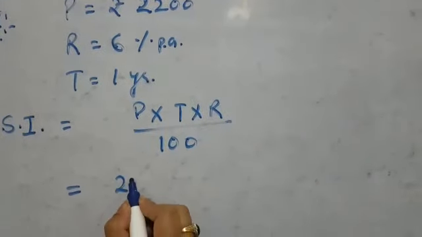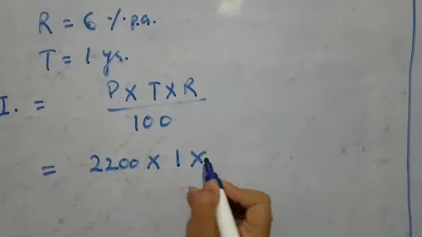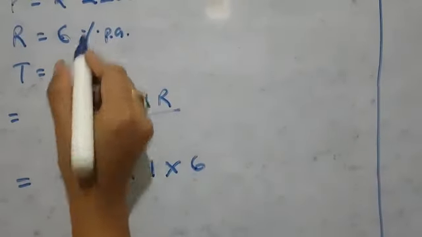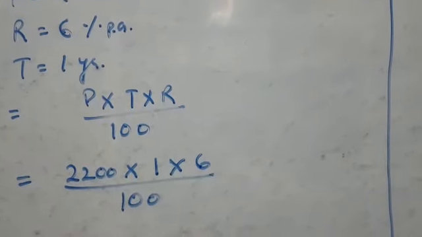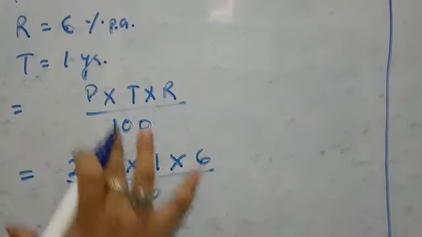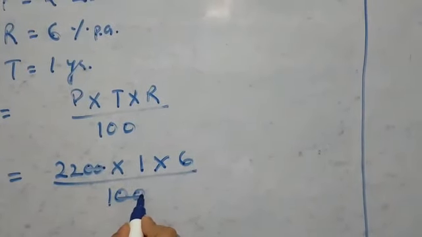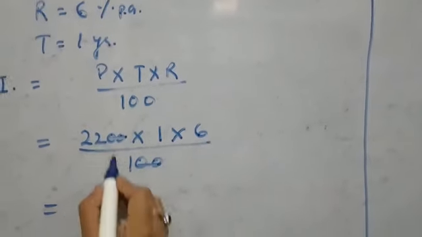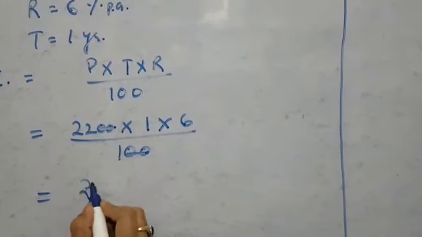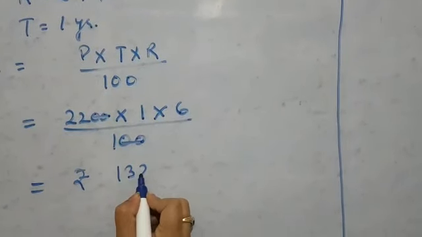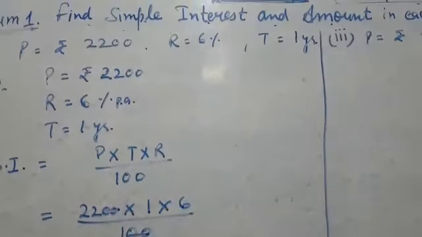P is given to you. What is that? 2200. What is time? 1 year. And what is rate? 6. And that percent means you will put 100 down. It's very easy. 100 is already there in the formula, so you will not write anything for this percentage. So these 2 zeros and 2 zeros will be cancelled. Now your simple interest will be 22 multiply 6. It's rupees 132. So students, the first part, which is simple interest, we have found.